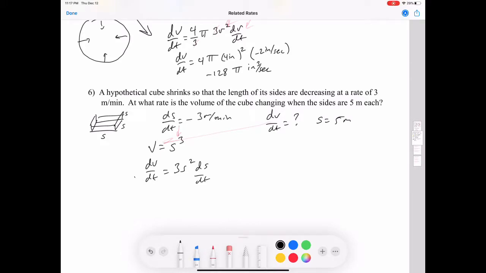We can now plug in our final values for s. We have s here, we have ds/dt. So this is equal to 3 times 5 meters squared times negative 3 meters per minute. 5 times 5 is 25, and 25 times 9 is 225. So negative 225 meters cubed per minute.